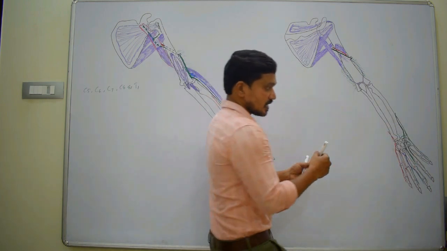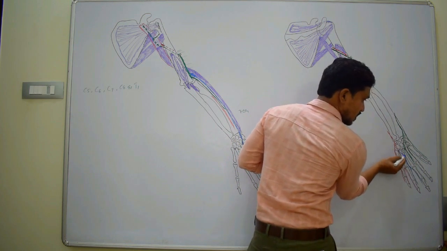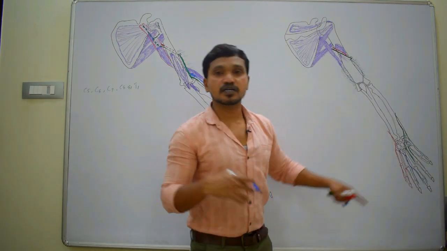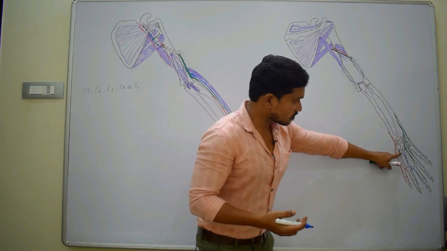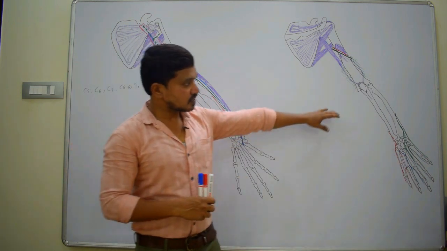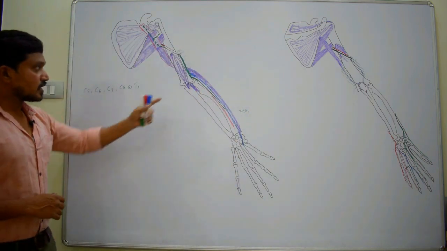Because here, this communicating branch will communicate with this common digital branch, and it will be supplying the adjacent sides of the middle finger and ring finger. According to Gray's Anatomy, this communicating branch will be replacing this common digital branch. So that's it for the superficial branch of the radial nerve. Now we'll discuss the deep branch.